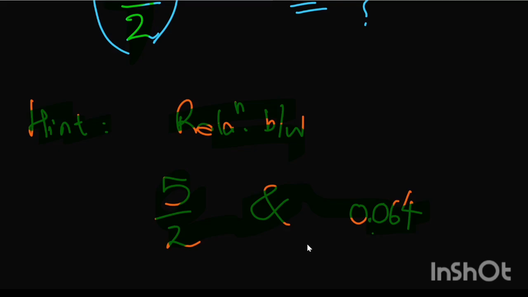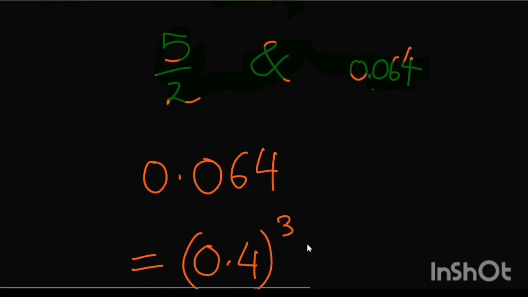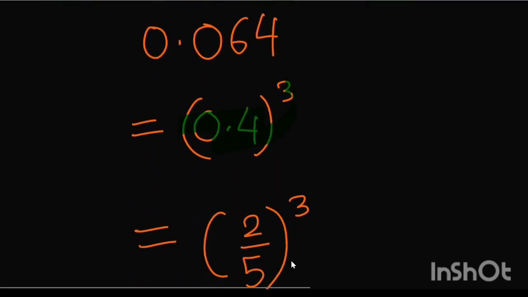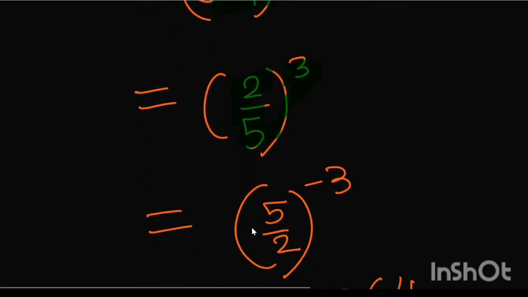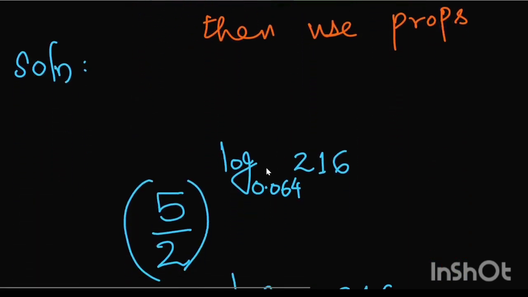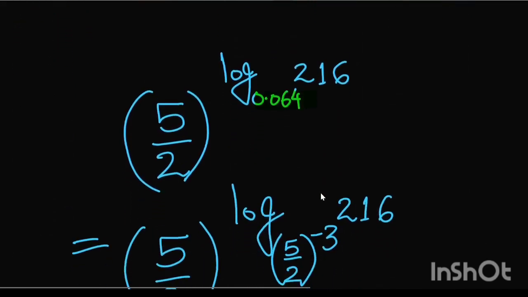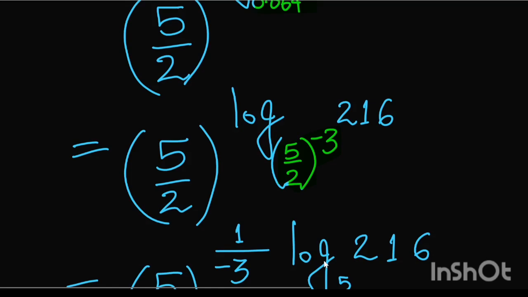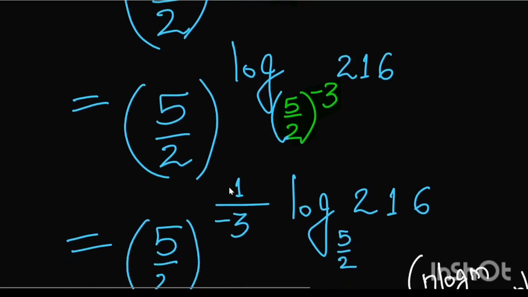Okay, so now if you think a bit, 0.064 is 0.4 cube, and 0.4 is 2 by 5, so 0.064 is 2 by 5 whole cube, and 2 by 5 is written as 5 by 2 to the power minus 3. So now, replacing 0.064 in the base as 5 by 2 to the power minus 3, it will come down using the property in the denominator.